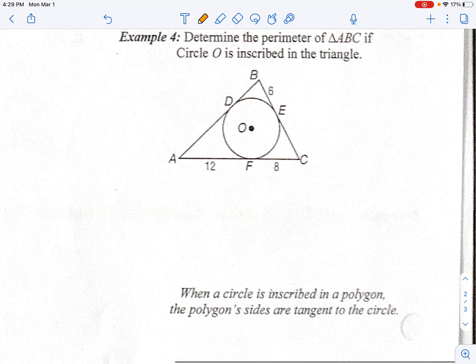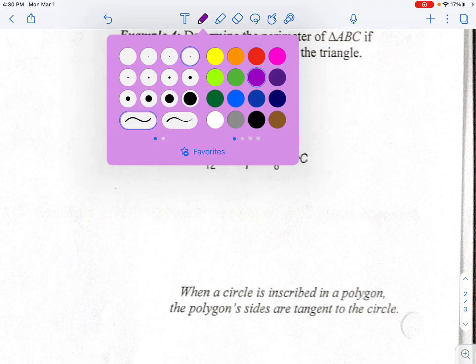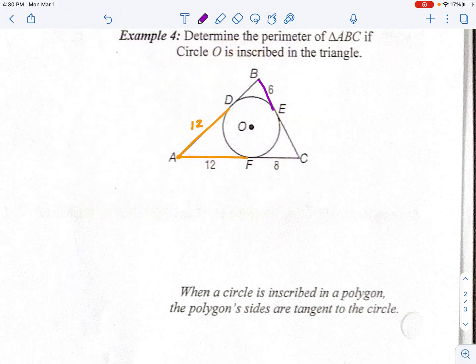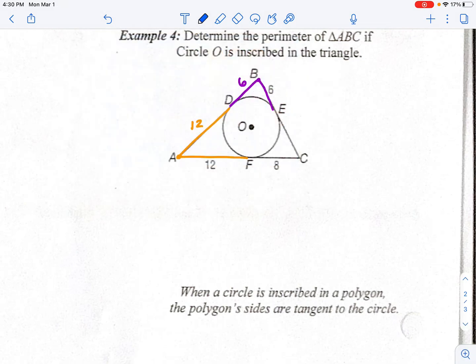Last thing here. This is what we call inscribed triangles. So we're trying to figure out here what the perimeter of the triangle is, and they give us the bits and pieces. So these are all tangent lines. So AF is 12. And since they share a point with A here, that means AD is going to be the exact same length. So AD is going to be 12. BE is 6. And BE shares a point with BD, which means BD is also 6. FC is 8, which means since it shares a point with C, CE is 8.